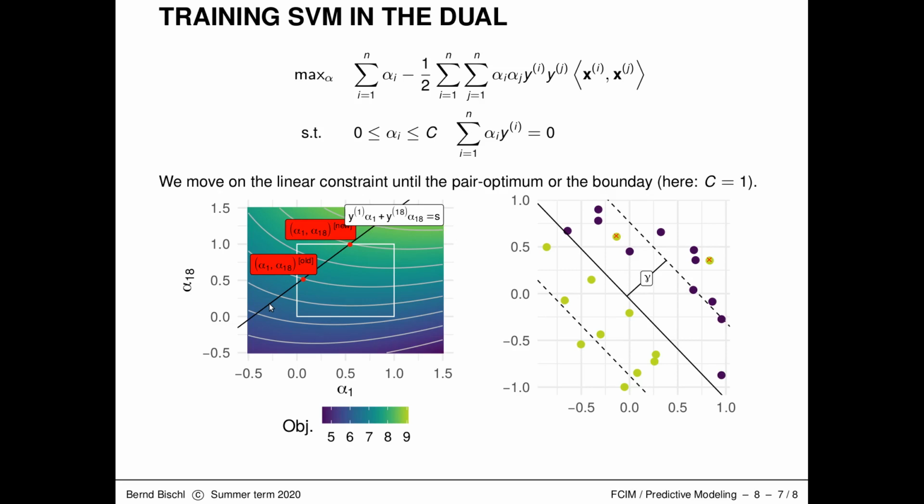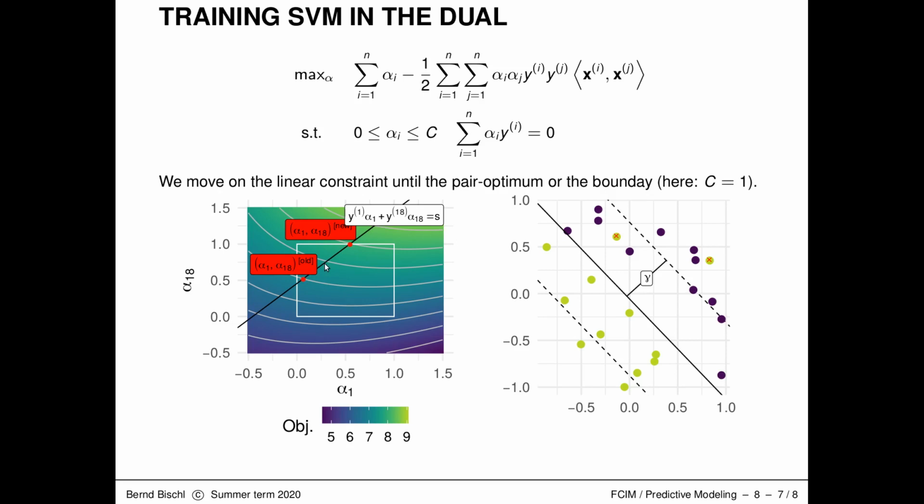And because alpha 1 and alpha 18 have opposite labels, it's even simpler. So this linear function here even has slope 1. What this basically means is if you change alpha 1 and alpha 18, for example, if you go from here to here, you increase both of them by the same amount. And apparently, if we increase both, that becomes better in terms of risk.